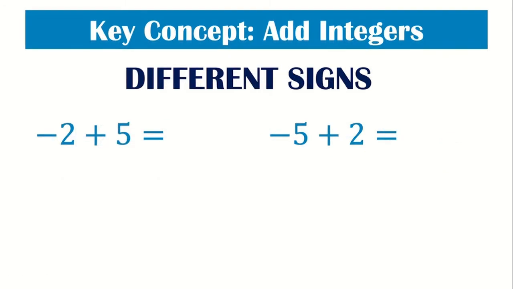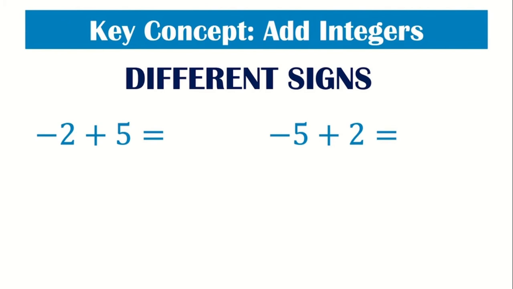Both are negative, so the final answer is negative 7. What if the two numbers have different signs? That means that you need to follow another rule. Just like for example here, negative 2 plus 5, one is negative, which is negative 2, and the other one is positive, which is a positive 5.